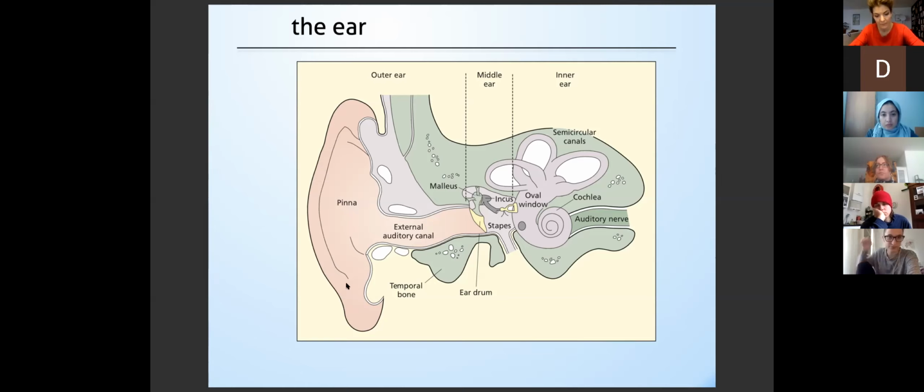So this is your ear, and the external part of your ear is called the outer ear. This is literally your ear, called the pinna. And then you have the external auditory canal, which directs all the sounds coming from the outside into the inside of your ear. What is there in the inside of your ear?